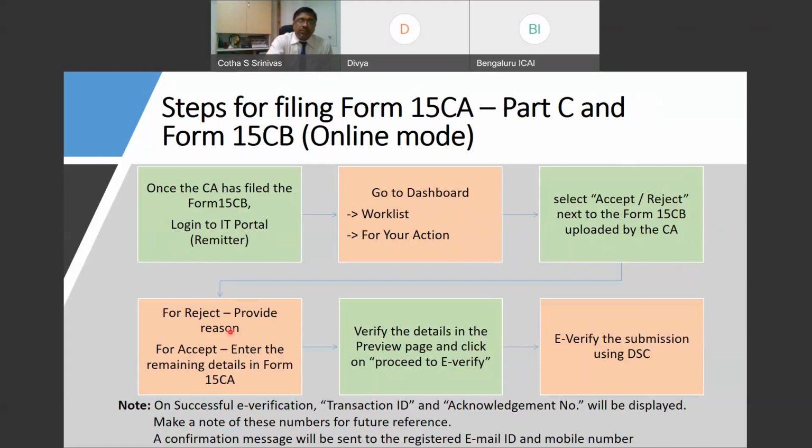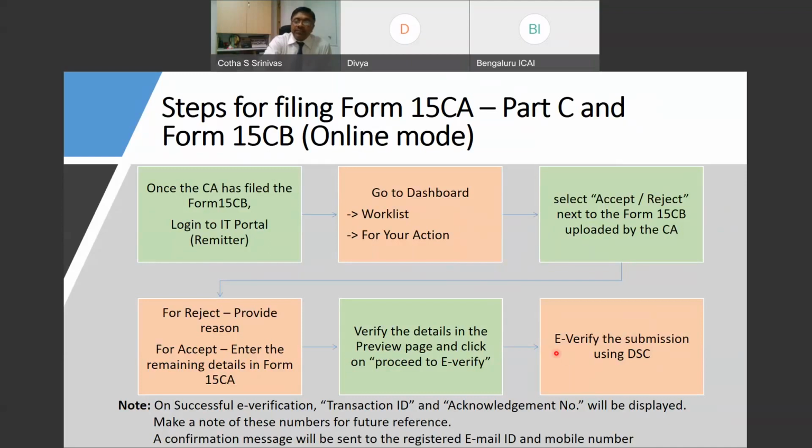He has got the option to both accept and reject Form 15 CB. For rejection, he has to provide the reason, and for accepting, enter the remaining details in Form 15 CA. When he accepts, there may be certain information which he needs to fill in Form 15 CA, or if he has already filled it in, there is no need for him to fill again. So verify the details in preview page and click on proceed to e-verify.